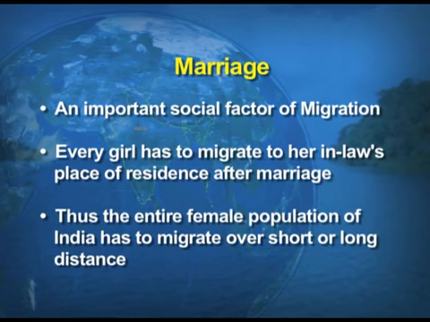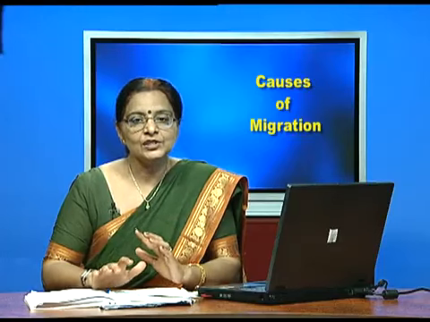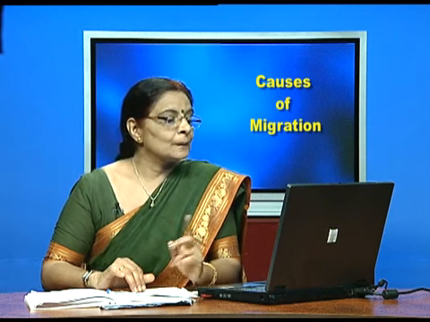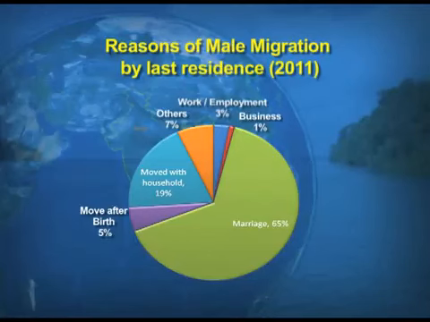which indicates female migration. Here you can see more than 50% of the migration, that is 65% of the migration of females, is only because of marriage. So, you can well differentiate between the causes of male migration and female migration. And the second largest migration among females, as you can see in the visual, is when they move with the households. That means the whole family shifts from one place to another. Then movement after birth is only 5% among females.